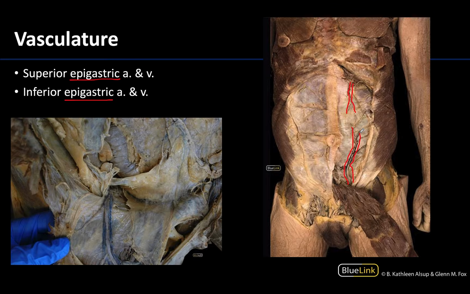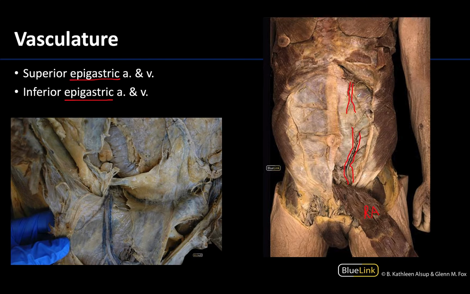The inferior epigastric artery is a branch of the external iliac artery, and these arteries will anastomose or communicate deep to the rectus abdominis, which you can see here has been reflected inferiorly. You'll also be able to see this vasculature when the abdominal wall has been reflected.